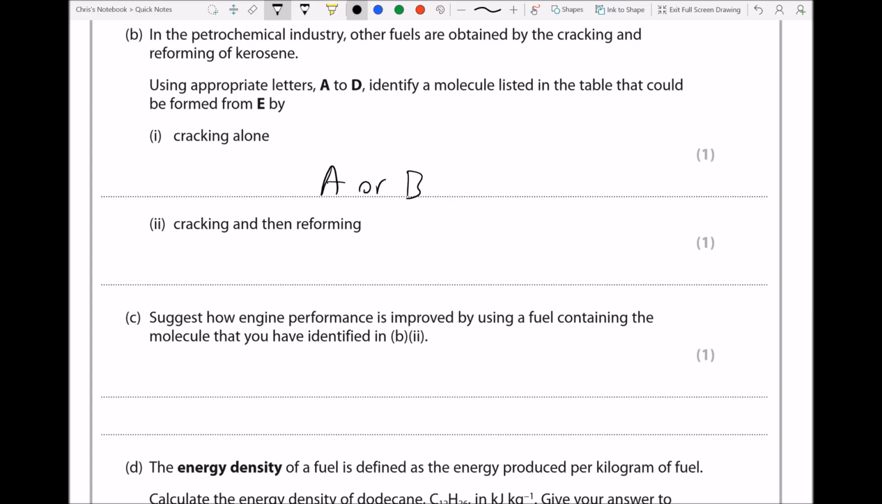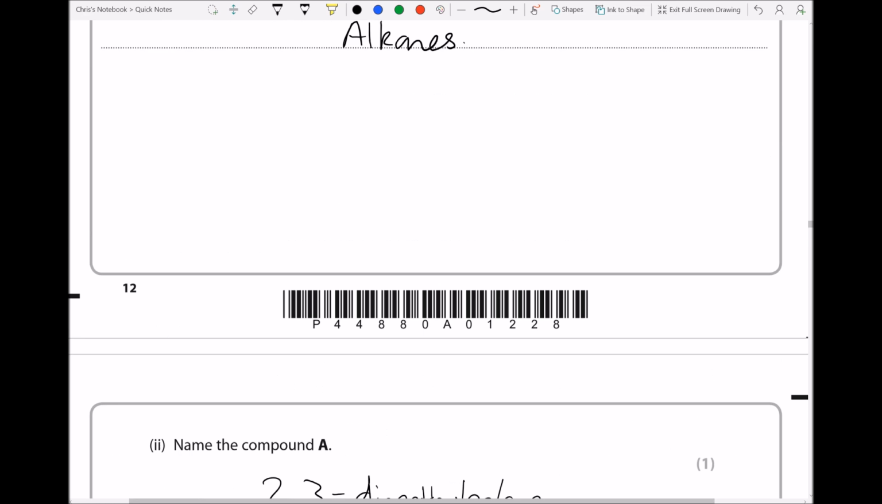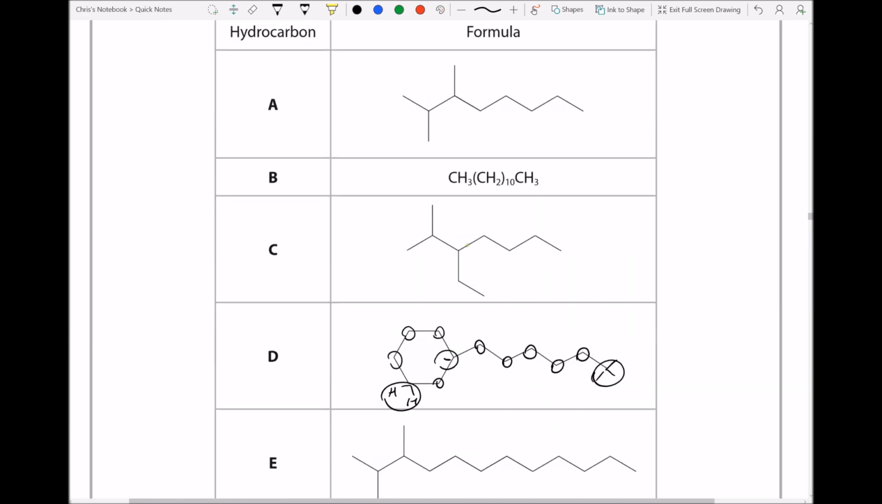Okay. Part 2, cracking and then reforming. Right, so this is where we're adding the branching or the cyclic compound. So if we look here, take E. This has obviously been cracked because it is shorter, so is that one.